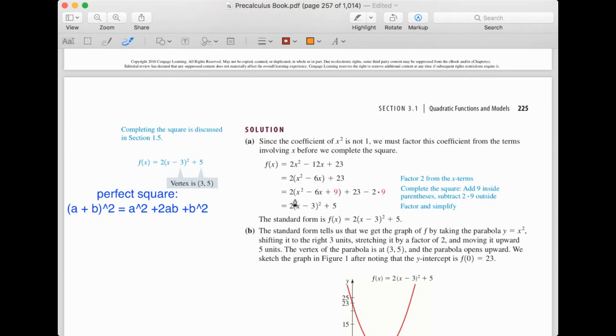And in this case, we can write this one as x minus 3 squared, right? Because x minus 3 times x minus 3, that's x minus 3 squared, equals x squared minus 6x plus 9.